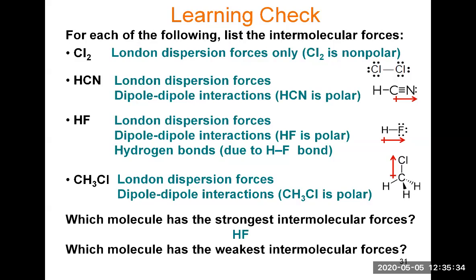And then which molecule has the weakest intermolecular forces? So you want to find the molecule that has fewer forces listed. And here it will be Cl2. Cl2 has only London dispersion forces, so it experiences the weakest intermolecular forces between its molecules.